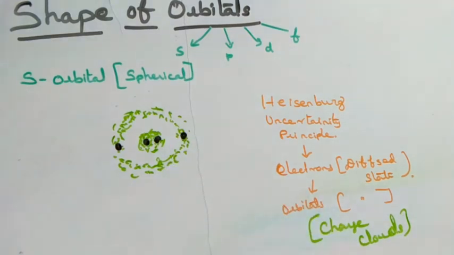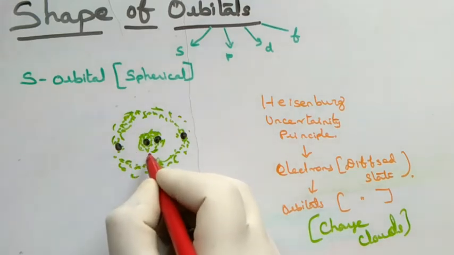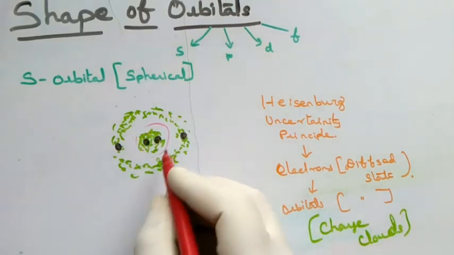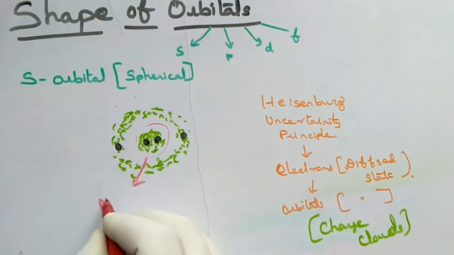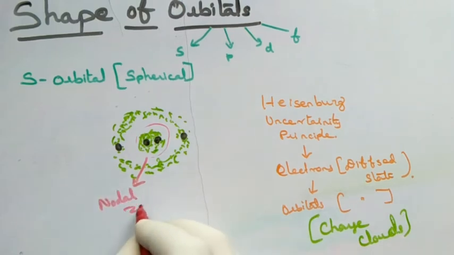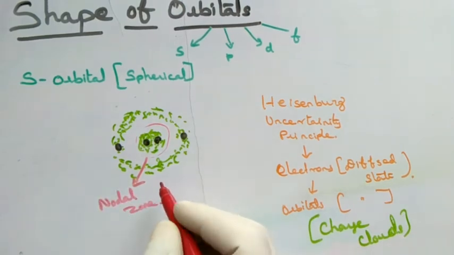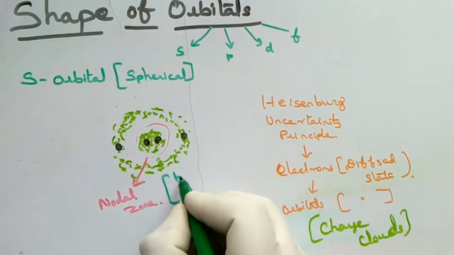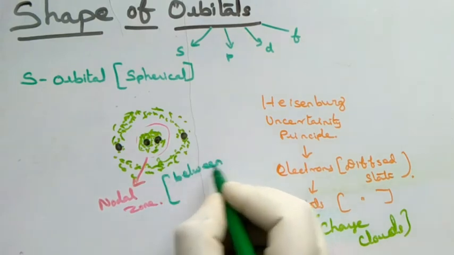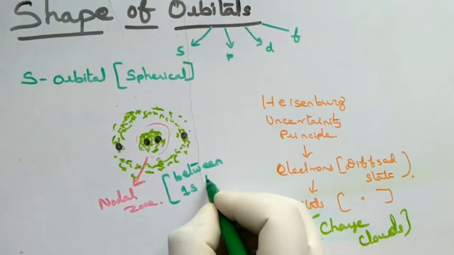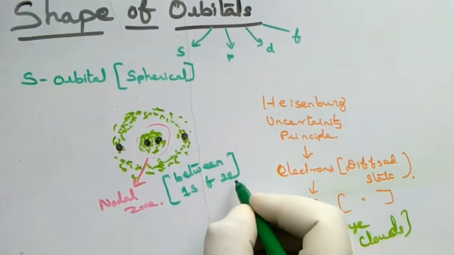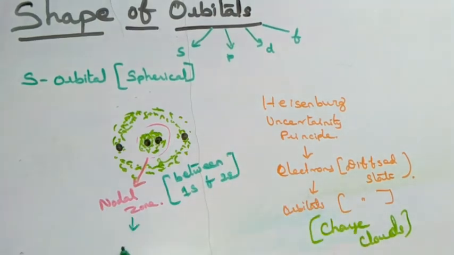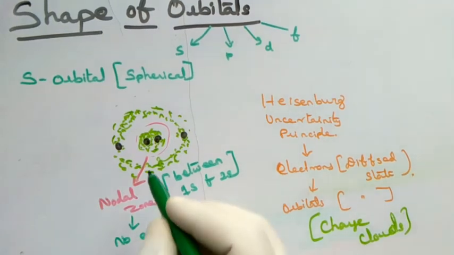Between the 1s and 2s orbitals there is a zone called the nodal zone. In the nodal zone the probability of finding the electrons is 0, which means there will not be any electrons in the nodal zone. So the nodal zone is nothing but the zone between 1s and 2s orbitals. In the nodal zone there is no probability of finding an electron.